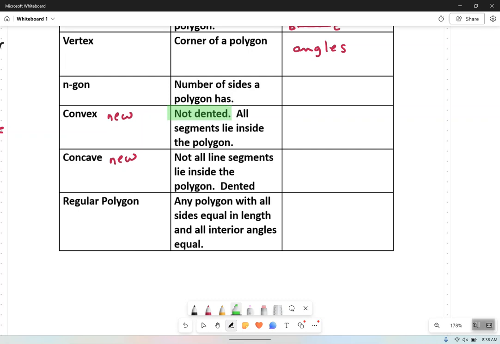You're like, what the heck is that, not dented? What it means is this. I'm going to ask you if the polygon is convex or concave in this section, and you're going to be like, I don't know what that means. So I'm going to tell you what convex means. If I draw, let's just draw a rectangle right here.